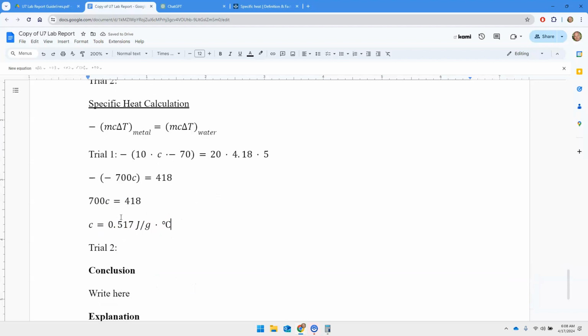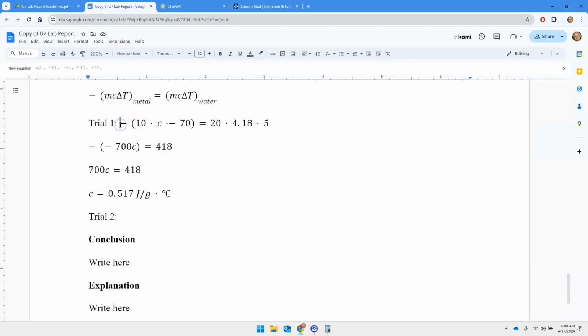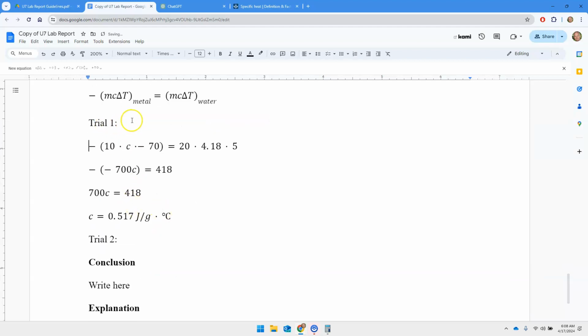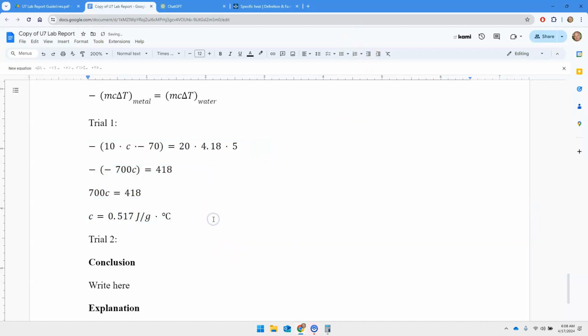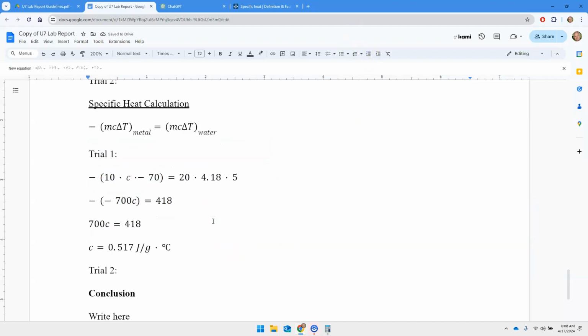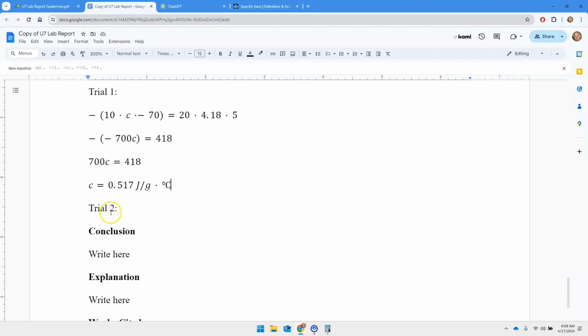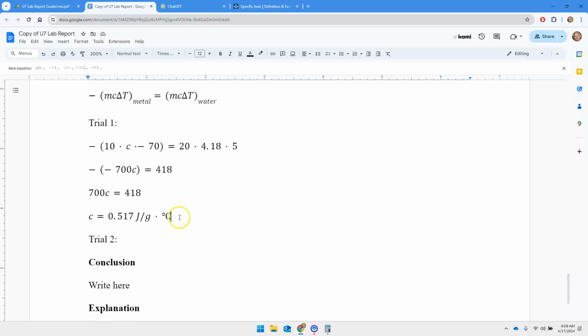Now, just to make this a little bit cleaner, I'm going to move this equation down one line. So it's a little bit easier. You can also, if you want, indent your calculations. So it's a little bit easier to see the difference between trial 1 and trial 2. But that's up to you, as long as it's easy to read and it's not just a giant mess of calculations. Anything you can do to make it easier for me to read would be appreciated. So you're going to do the same thing for trial 2.